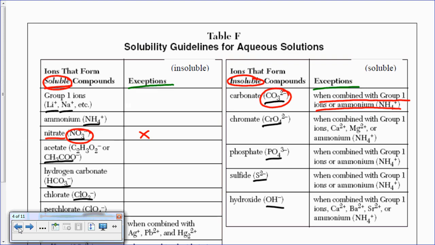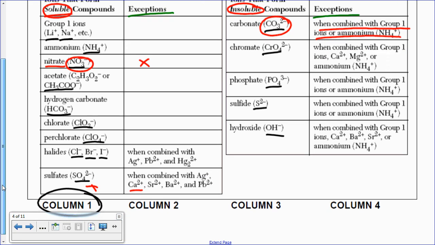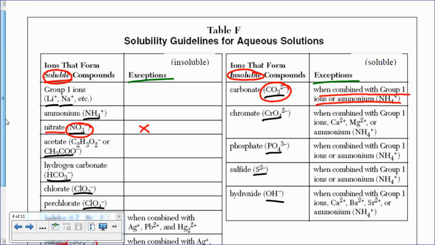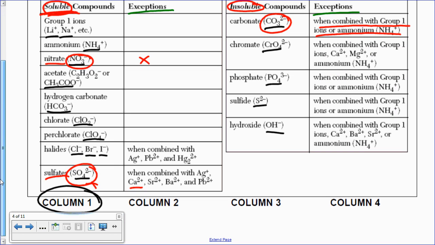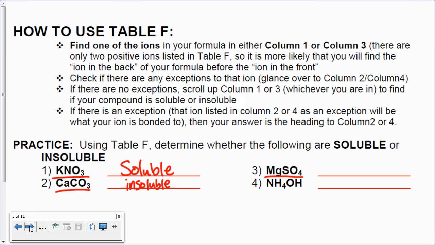MgSO4. Let's find it. Are we going to find the Mg or the SO4 first? Oh, there's an SO4. I found it there. Is there an Mg anywhere? Nope. So SO4 sulfates are, at the top of this column, soluble unless combined with silver, calcium, strontium, barium, and lead. Well, Mg is not one of those, so this must be soluble.